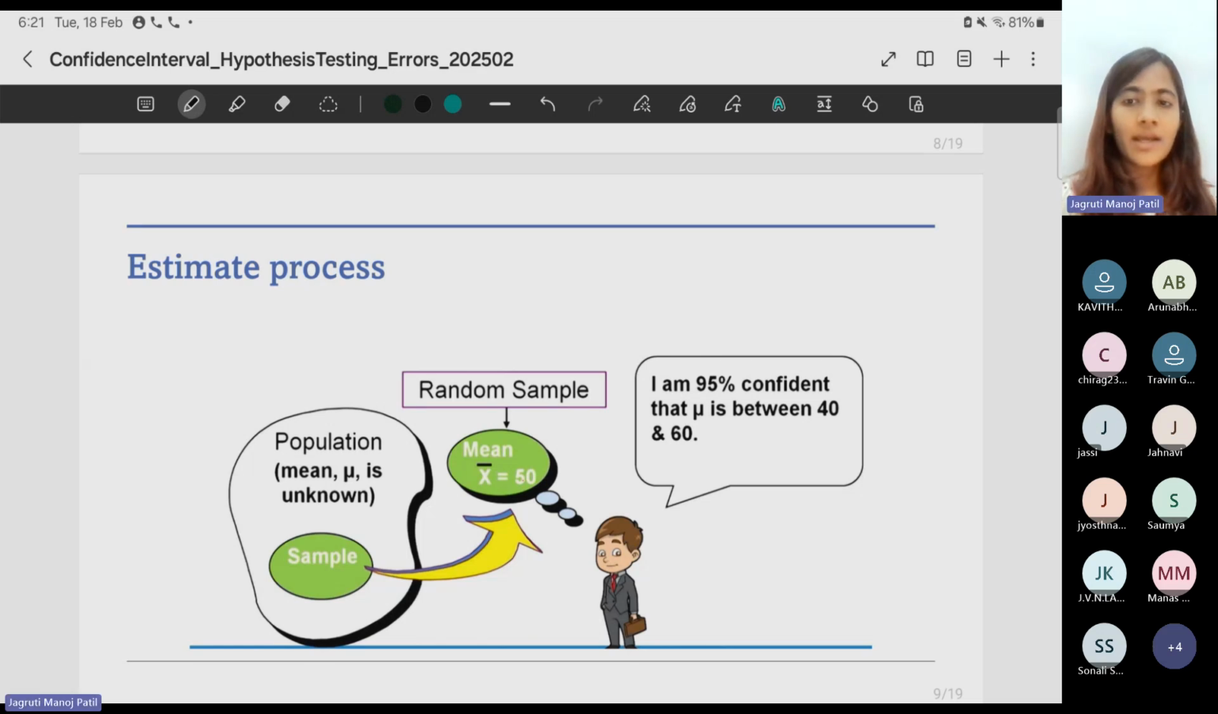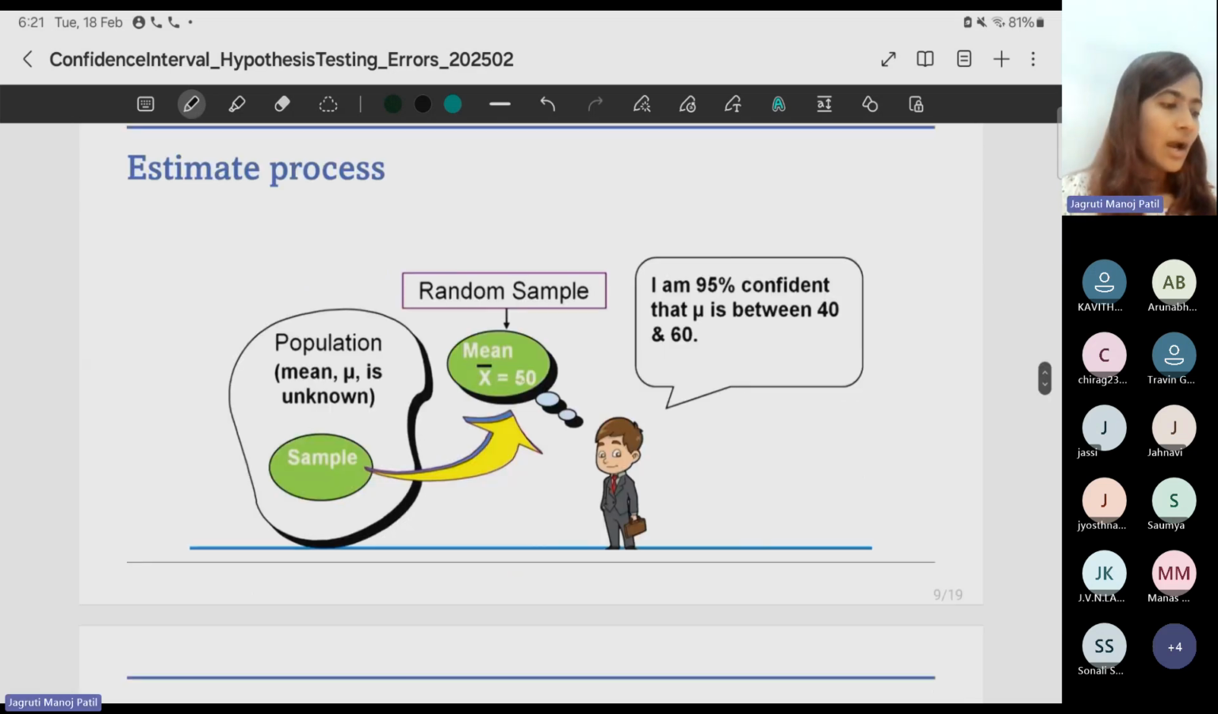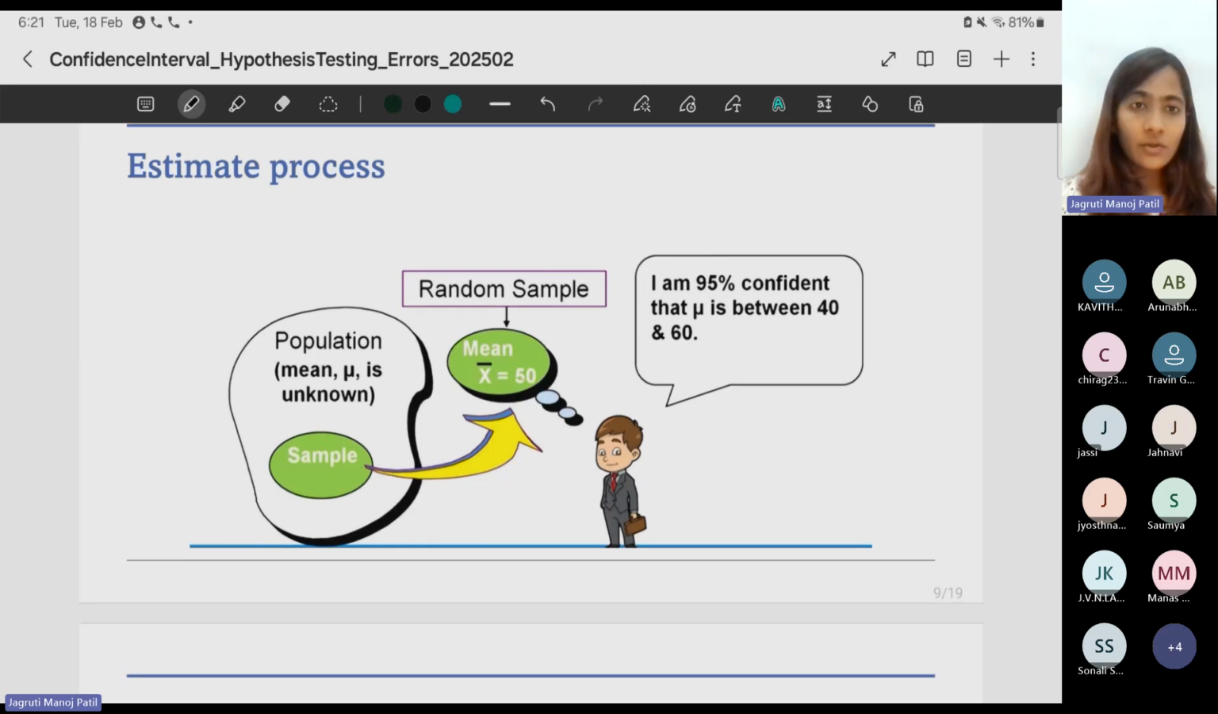So why are we actually doing these things? How do we estimate it? First, if a person has a particular sample, the mean of the population, mu, is unknown. He has a random sample, and the sample mean, X bar, is known. If he does a point estimate, he would be relying on a single value from the sample.